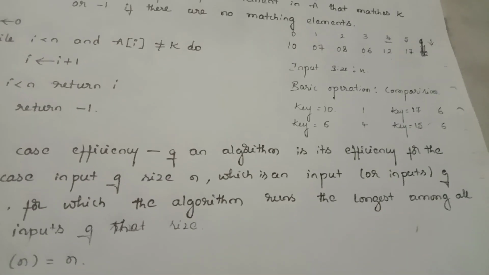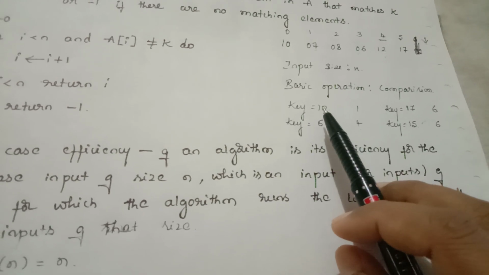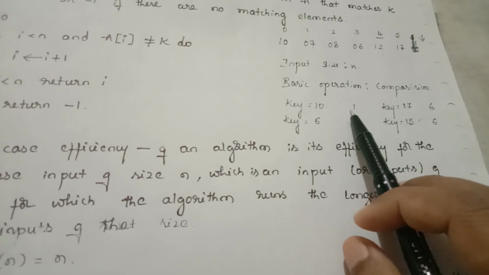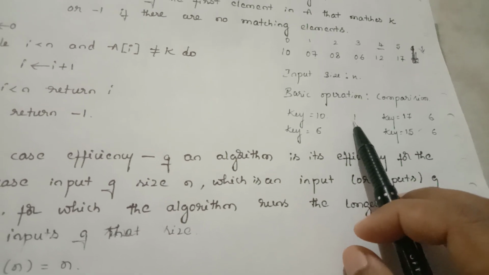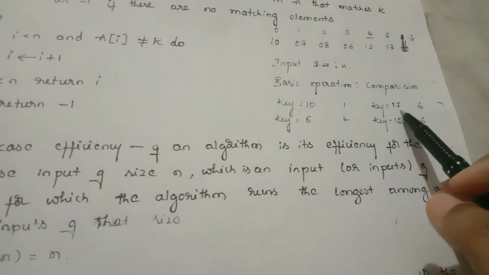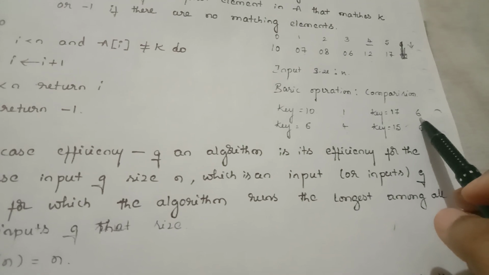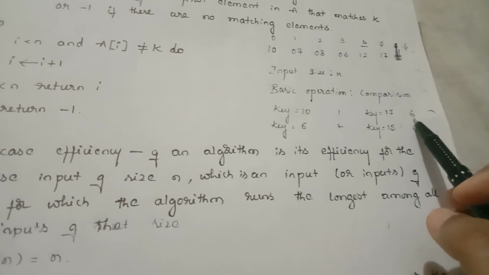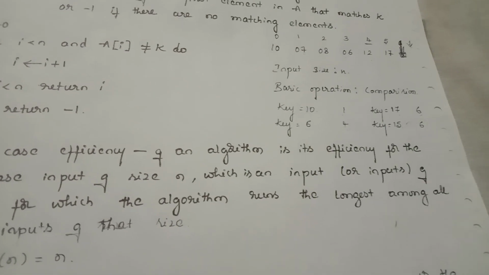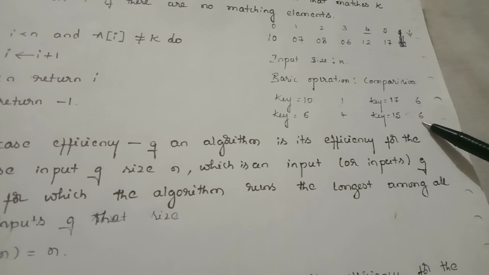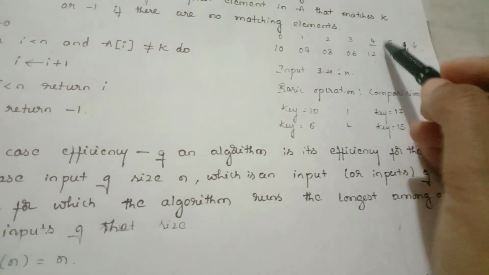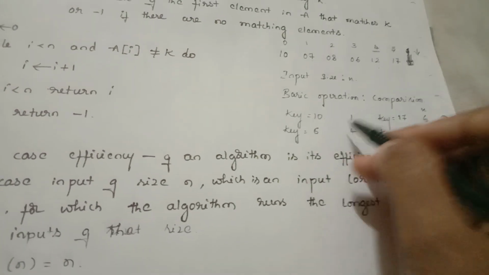So see, if the given key element is at the first position, the number of times the basic operation has been executed is 1. Suppose the given key element is the last element, then we also have 6 comparisons. If the given key element is not present at all, that is an unsuccessful search, there are also 6 comparisons. So that is nothing but n comparisons if there are n elements. This is equal to n, and this is 1.